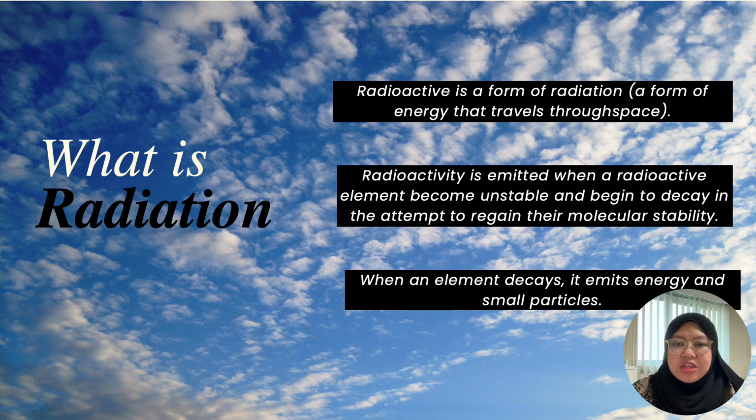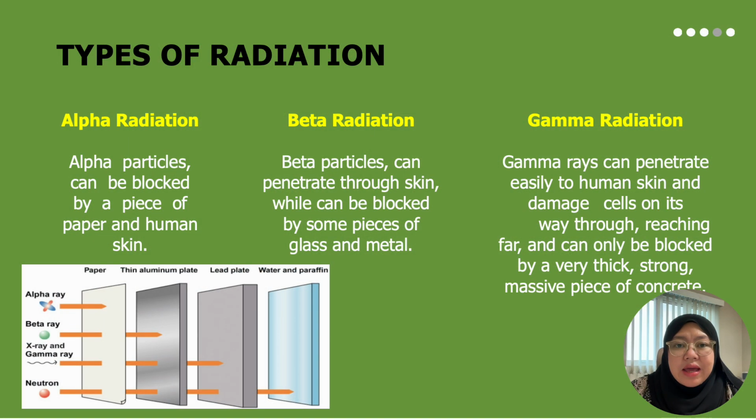What is radiation? Radiation can be defined as a form of energy that travels through space. Radioactivity occurs when unstable elements decay in an atom to regain stability. During this process, they emit energy and particles. This is what we call ionizing radiation. There are three main types of radiation.